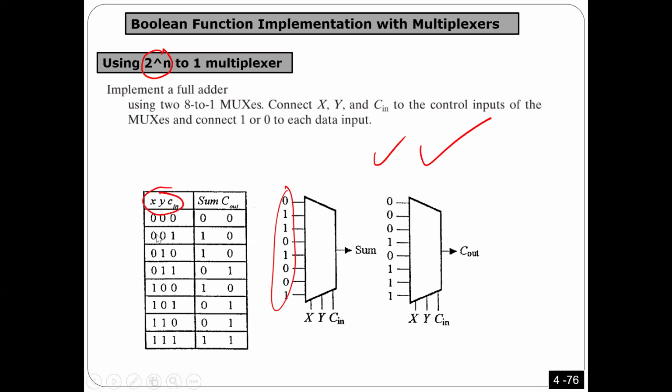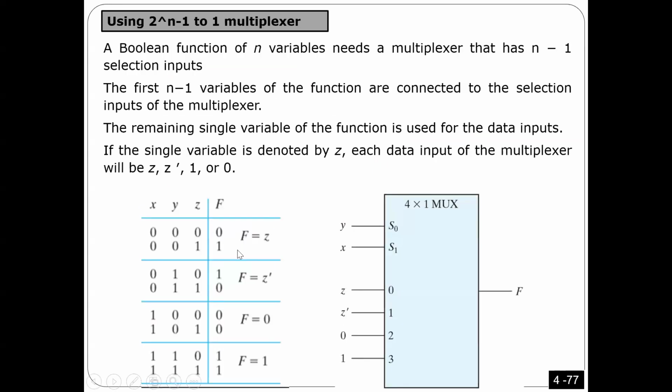So let's see, in this case, how can you do that? That's what I'm explaining here. What I'm explaining is exactly the same thing as I did before, but I want to implement this function using the smaller multiplexer. The smaller multiplexer means here I have 3 inputs. So now I'm going to select one with only 2 selectors.